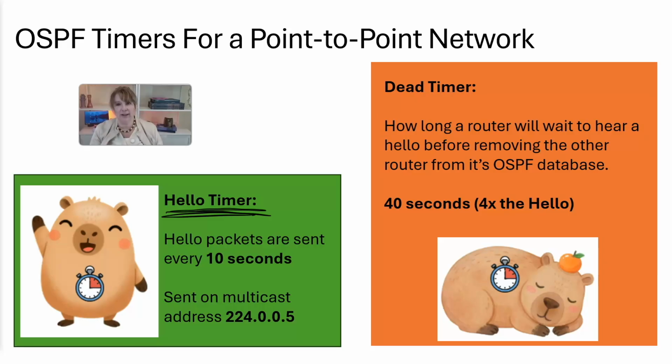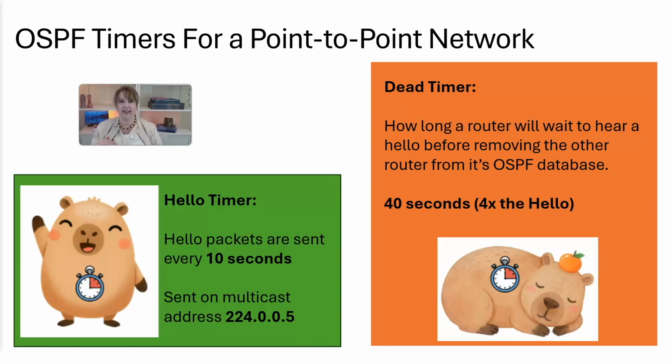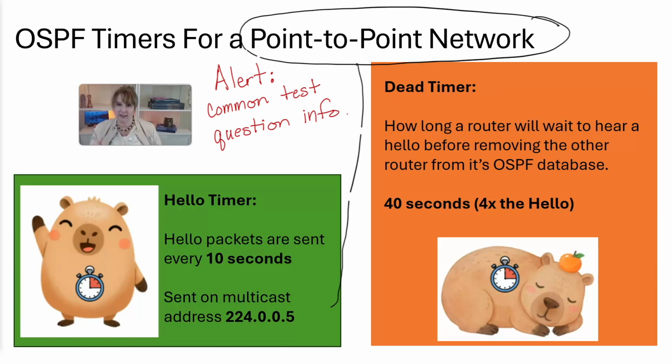But back to the hello timer first. The hello timer controls how often a router sends hello packets out of an OSPF enabled interface. Back to our little island where we have just a point-to-point connection. Hello packets are sent out every 10 seconds. These hello packets are sent to the multicast address 224.0.0.5, which stands for all SPF routers, often a test question.